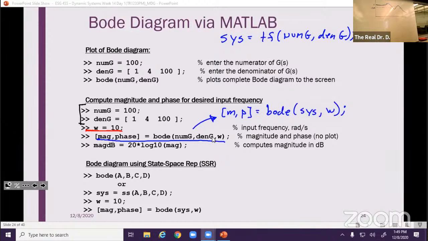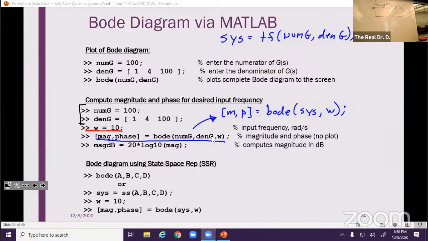This will give you the magnitude in not decibels though, for some reason. It won't already convert it. So if you want it in decibels, you have to do the conversion. That's what the final line in that section is.